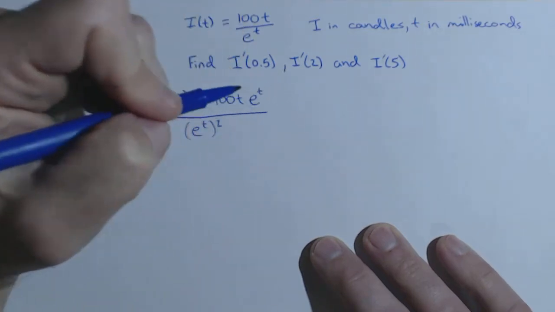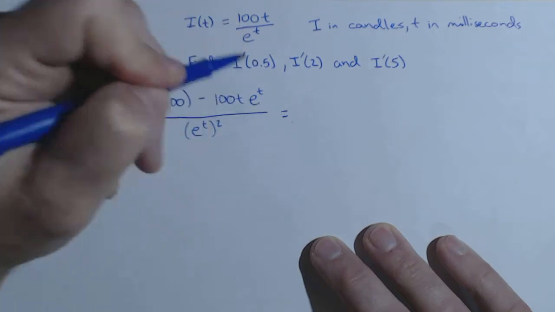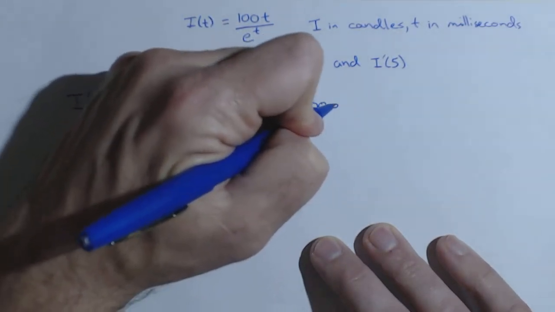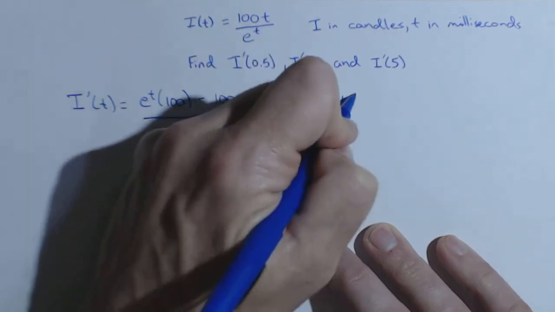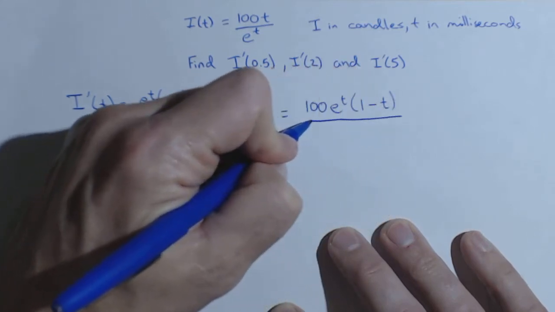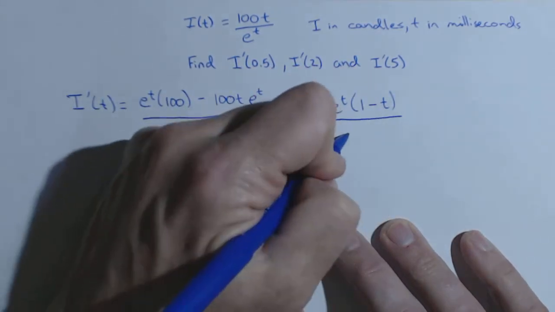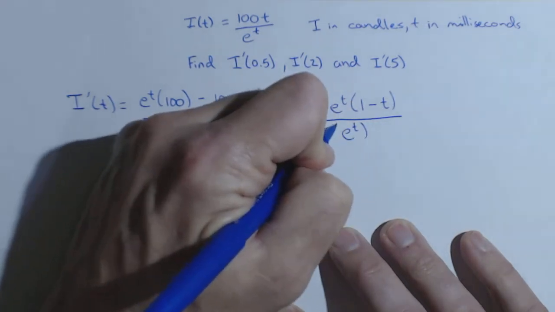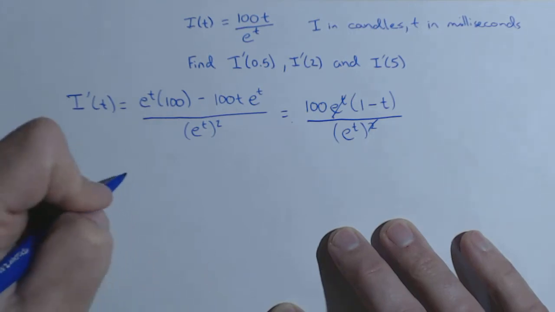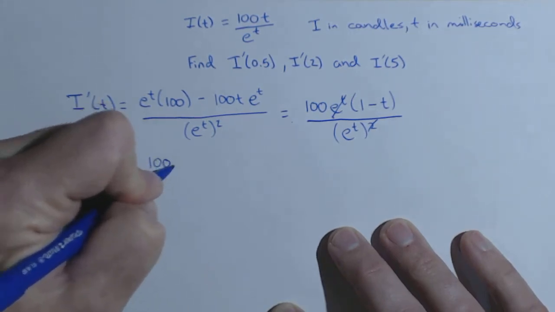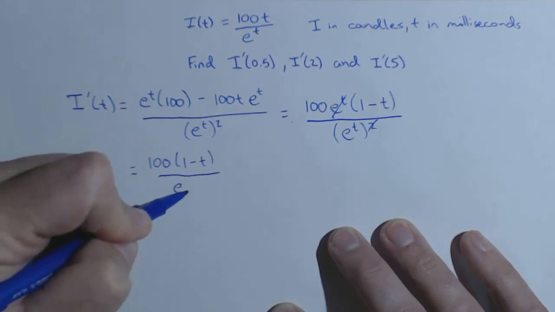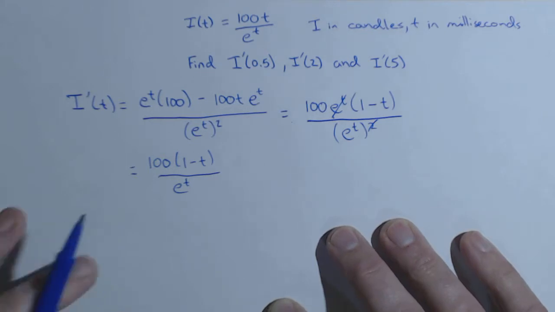I'm just going to do a quick step of simplification. I can factor out 100 e to the t out of each of those terms, and that's going to leave me with 1 minus t, all over e to the t squared, and I can cancel out an e to the t from top and bottom. It's going to make things a little bit easier to use. So 100 times 1 minus t over e to the t. Now we can calculate our values.